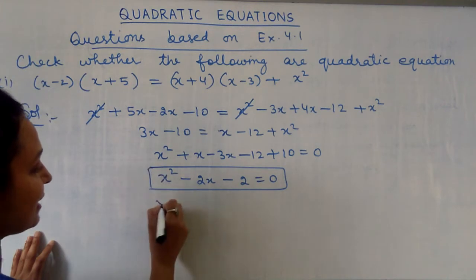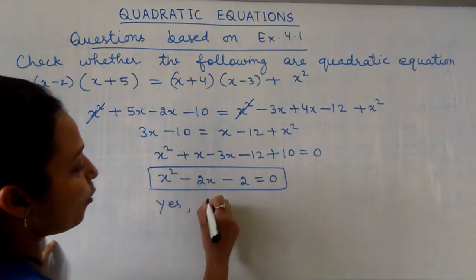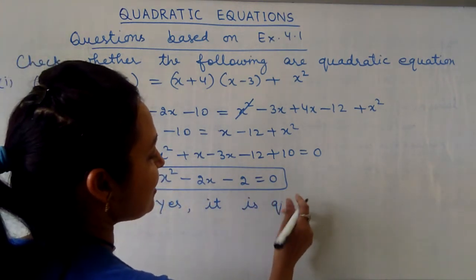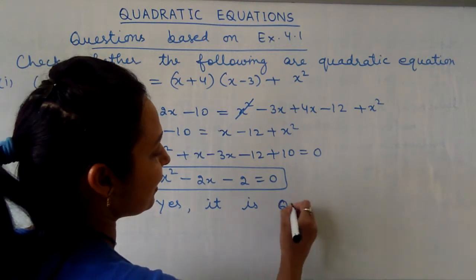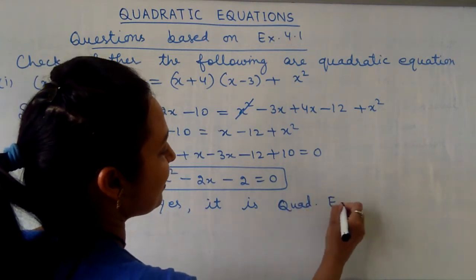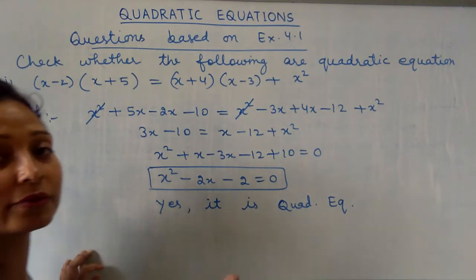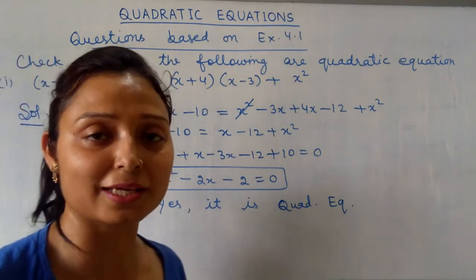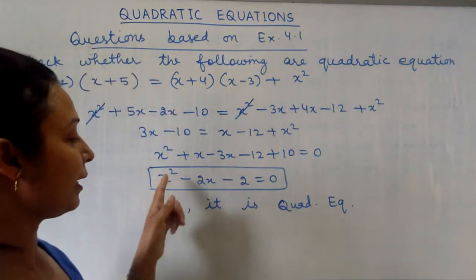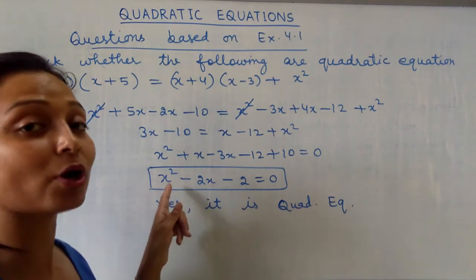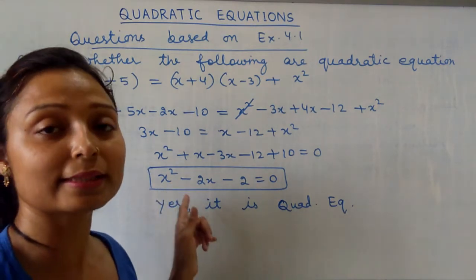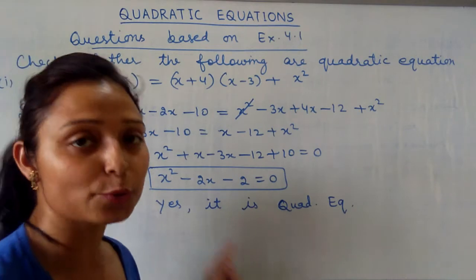Yes, it is a quadratic equation. We can write it as a quadratic equation. So this is the way. After simplification, you have to check which terms are left behind. By watching the degree, you can tell that this is a quadratic equation.